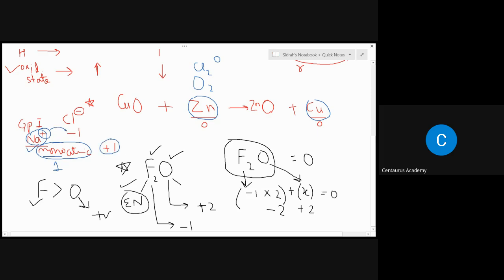Chloride has -1 as its valency, so its oxidation state is -1. Oxygen's oxidation state, the oxide ion's oxidation state, is 2 minus. Why? Because it is present in group 6 of the periodic table, which means that it has a greater tendency to gain 2 electrons, right?